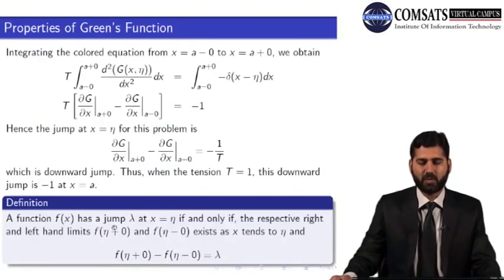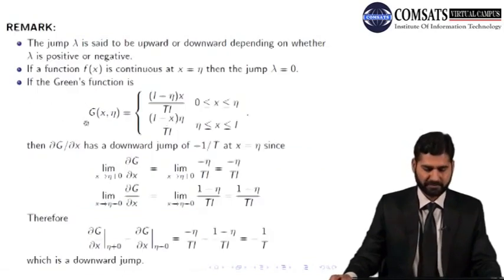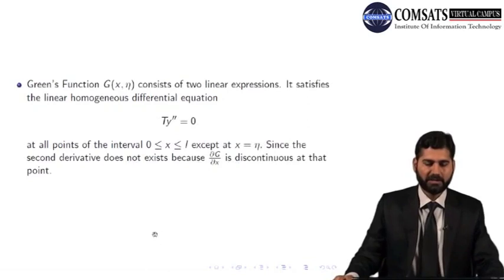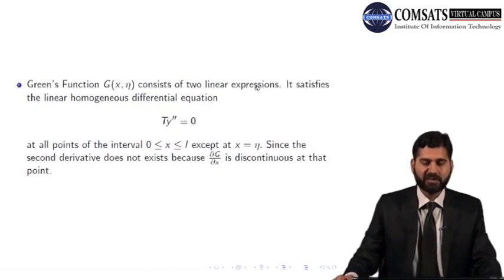We proved from this red equation that the derivative of Green's function has a jump of negative 1 over t. We proved the same thing from here. Alright. So this is one of the properties of Green's function, that its derivative has a jump of negative 1 over t. Green's function consists of two linear expressions.